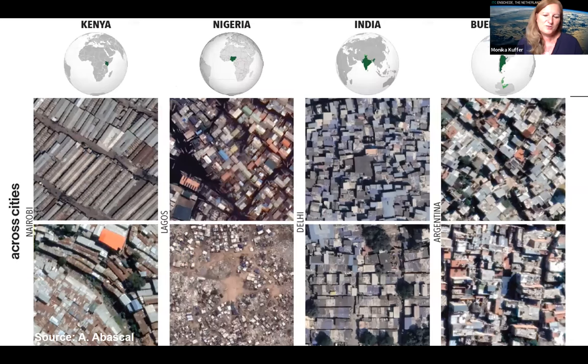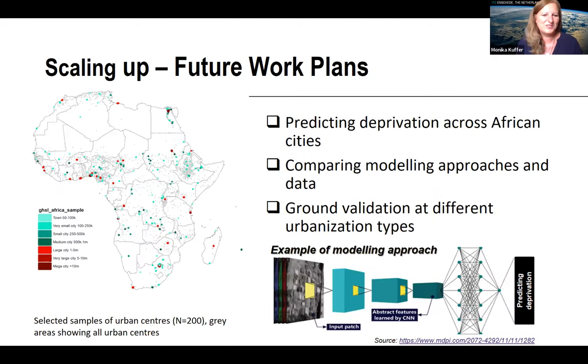So we also look into transferability, which is a big issue, because urban form characteristics of deprived urban areas differ very much across cities, shown here in the example of a few cities with different urban morphology. And this has to do, of course, a lot with how to develop models to make them transferable.